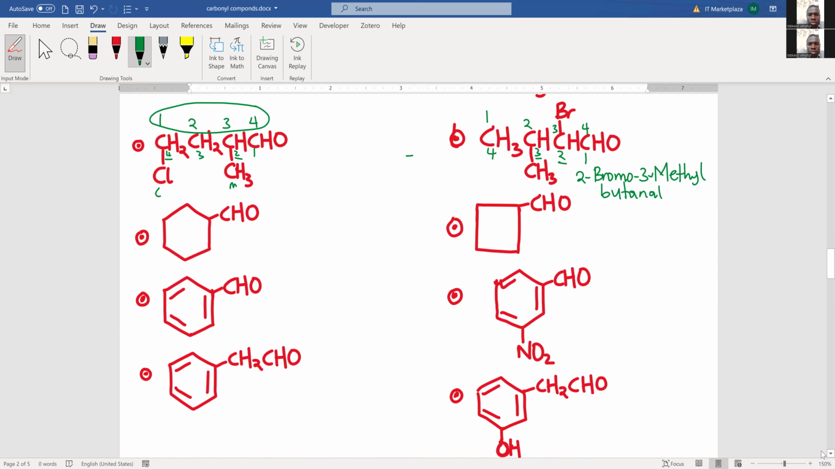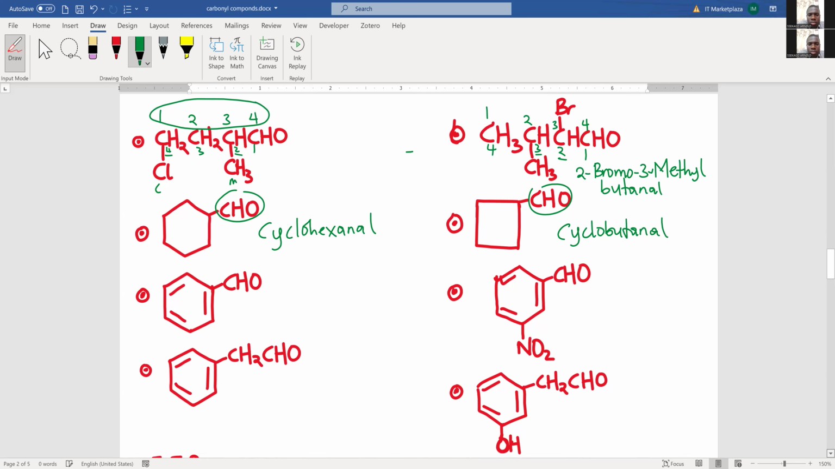Then this is without CHO. Without this CHO, it is cyclohexane. Now considering CHO, this is cyclohexanol. Same thing here. Without CHO, it is cyclobutane, because of the 4 carbon atoms. Now considering CHO, it is cyclobutanol.